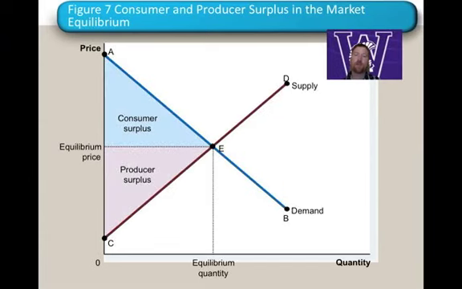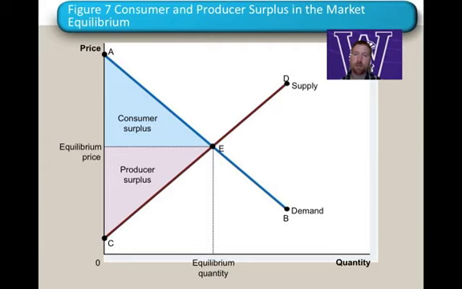When looking at consumer and producer surplus, I actually like this graph a little bit better than the last two graphs I've shown you on consumer and producer surplus. Here you have the supply curve and the demand curve, and you can see where equilibrium price is at. So the equilibrium price up to the demand curve is consumer surplus. The equilibrium price down to the bottom of the supply curve is the producer surplus.